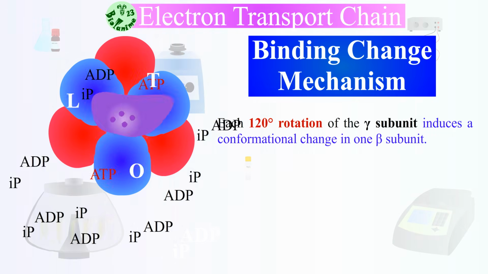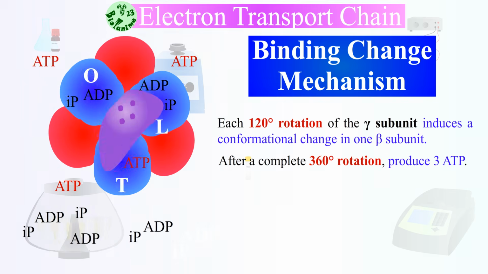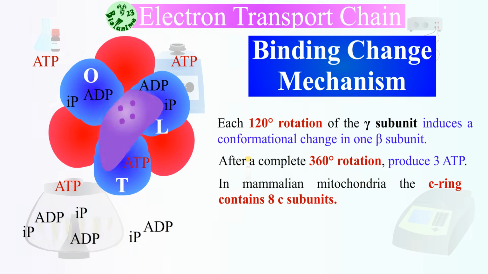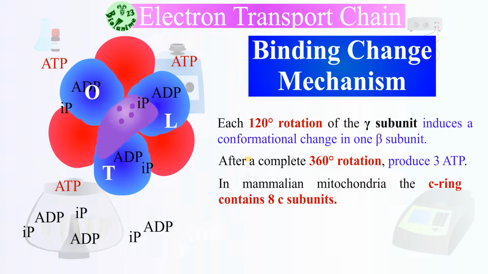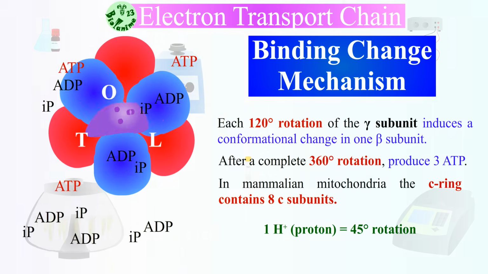Each 120 degrees rotation of the gamma subunit induces a conformational change in one beta subunit. After a complete 360 degrees rotation, it produces 3 ATP. In mammalian mitochondria, the C-ring contains 8 C subunits. Each proton binds to one C subunit, causing the ring to rotate by 360 by 8, which is equal to 45 degrees. So, 1 H⁺ equals 45 degrees rotation.